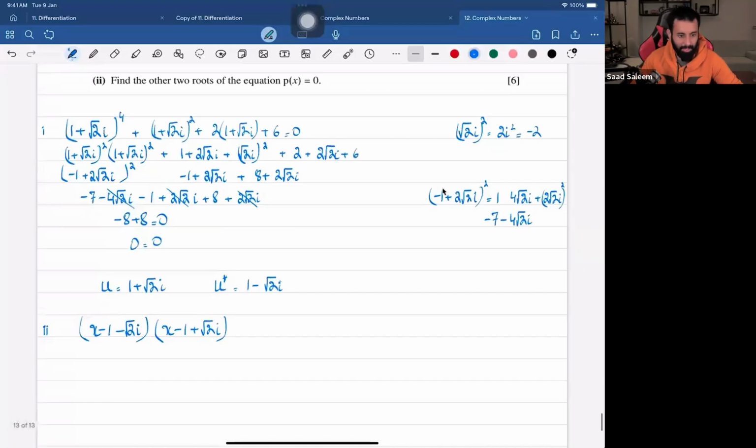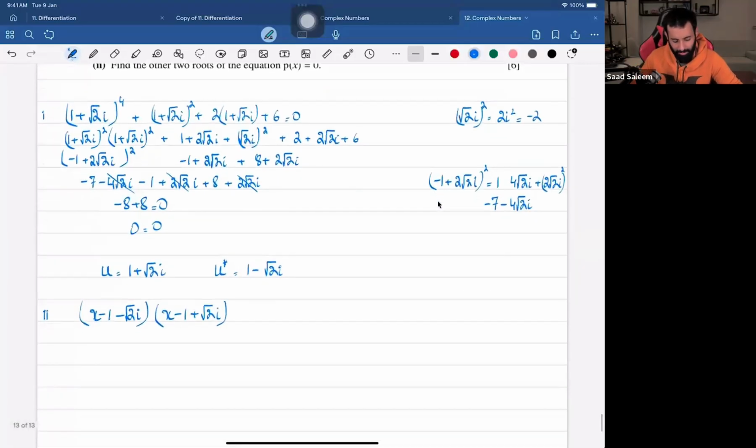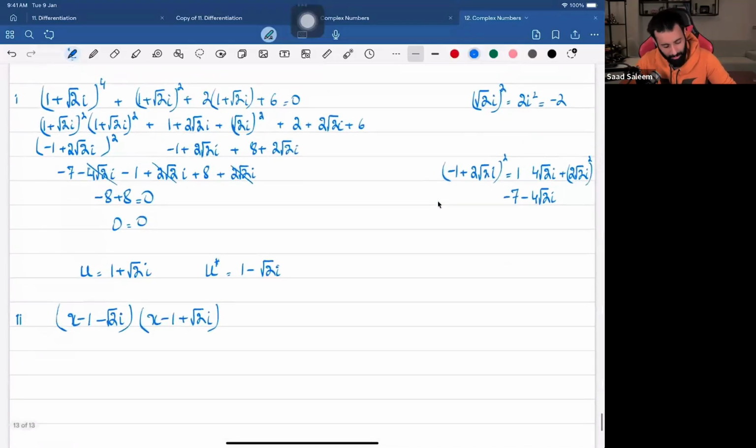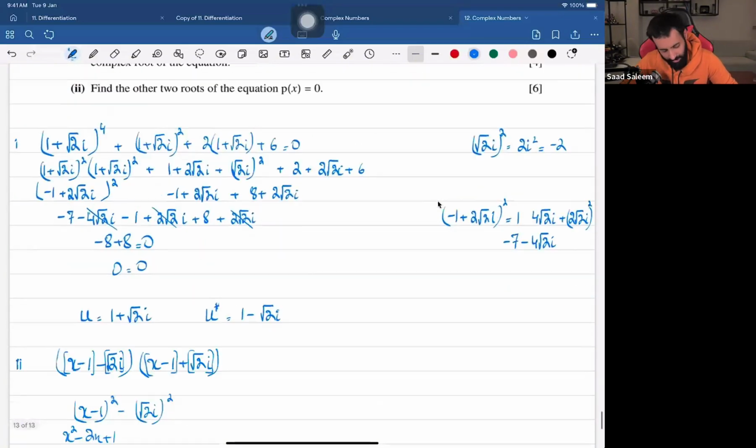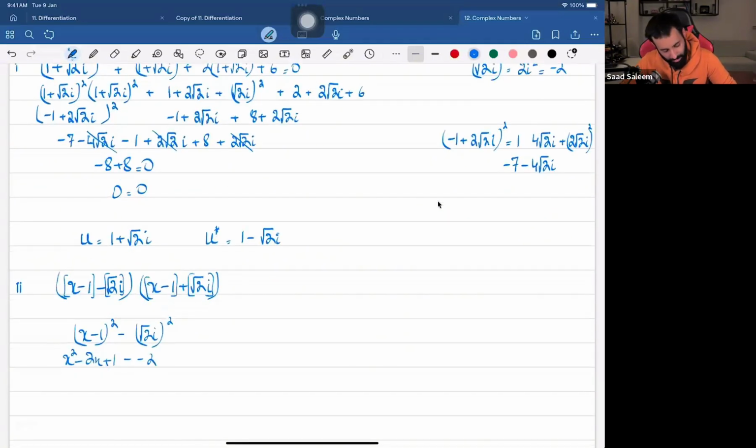Okay, so let's find out the combined quadratic equation, which we get after multiplying the two roots. Once again, x minus 1 can be treated as a and root 2 iota can be treated as b. So we have (a plus b)(a minus b), which is going to be a square minus b square. So (x minus 1) the whole thing square, minus (root 2 iota) the whole thing square. So this becomes x square minus 2x plus 1. Root 2 iota, the whole thing square, we just saw is minus 2. So minus minus 2, which means x square minus 2x plus 3 is the quadratic equation that we get.